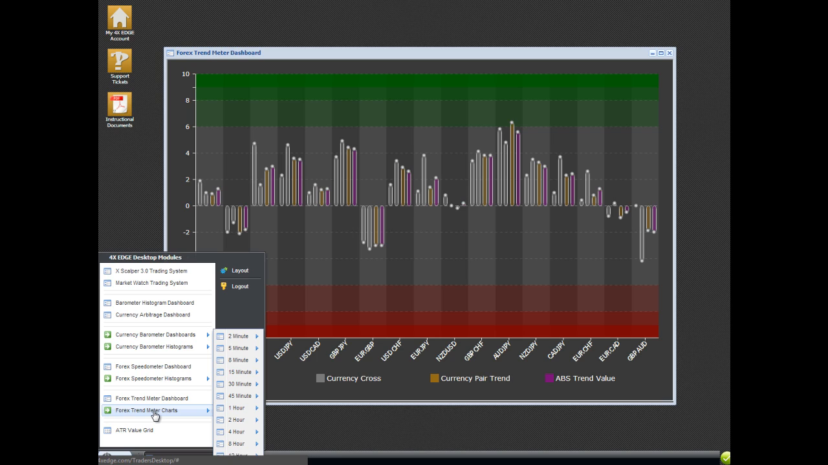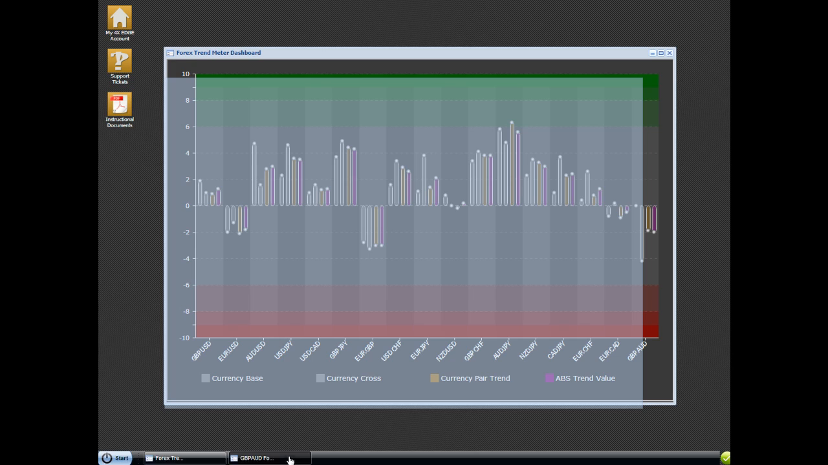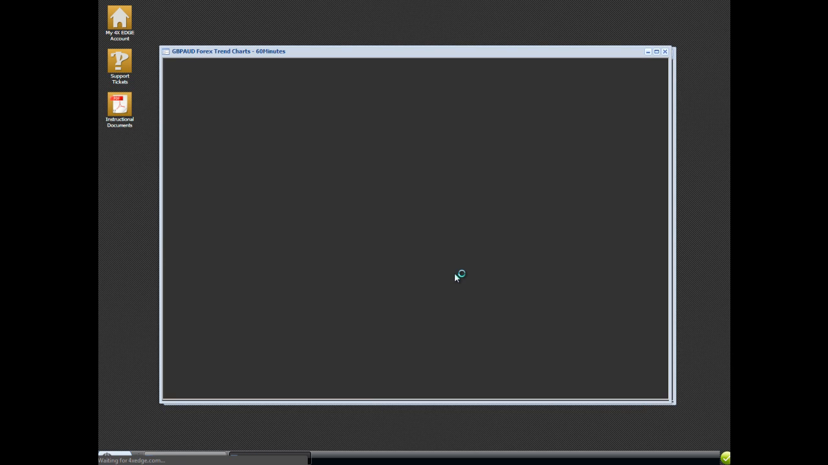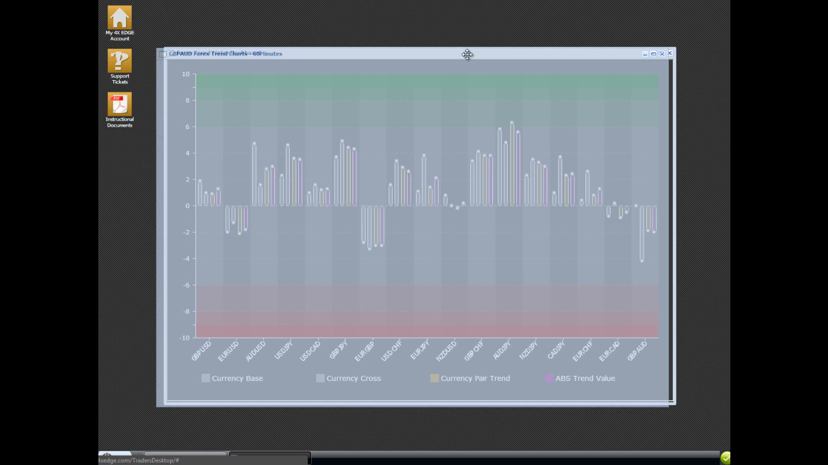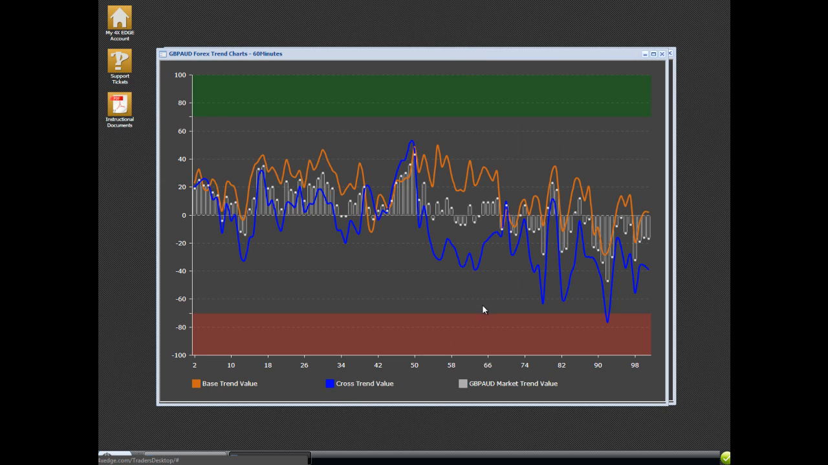These are the different charts. Let's say we want to look at the Aussie yen. Actually, let's look at the pound Aussie and figure out why that's doing that. So we'll take a pound Aussie chart and let's do a 1 hour. We opened up a trend chart, and we've got all the different data sets here, except for the ABS. We do not have the absolute trend value on this. We don't need it. And I'll explain why, because we've got all the other data that we need.